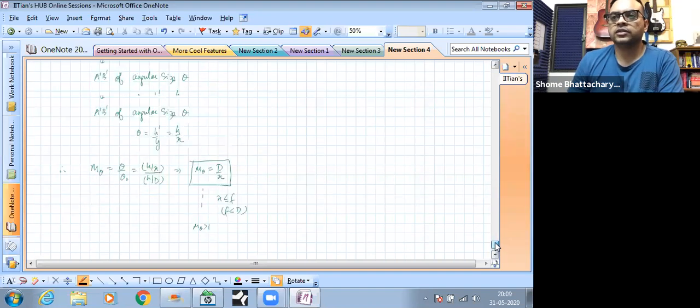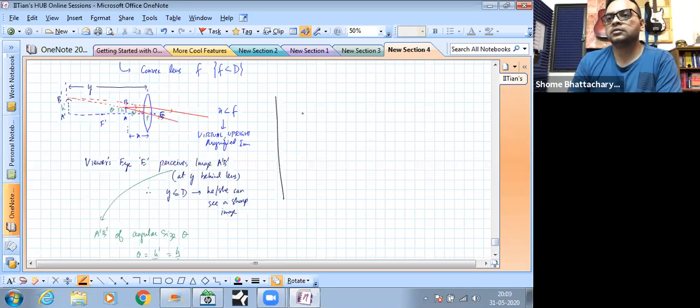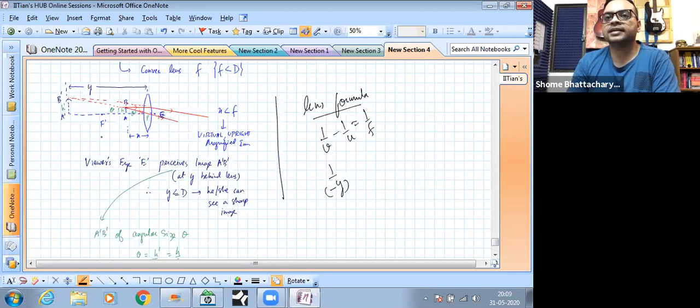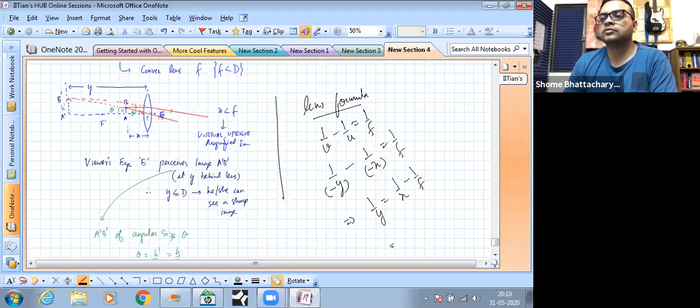Now going back to the working of the lens here, in terms of lens formula, we use 1 by v minus 1 by u is equal to 1 by f with sign convention. We get 1 by minus y. So in my diagram, the image is at y behind the lens. Okay. Minus 1 by u is equal to 1 by f. So we get this relation that 1 by y is equal to 1 by x minus 1 by f, or y is equal to xf upon f minus x. Or if we invert this, we also get that x is equal to yf upon f plus y.